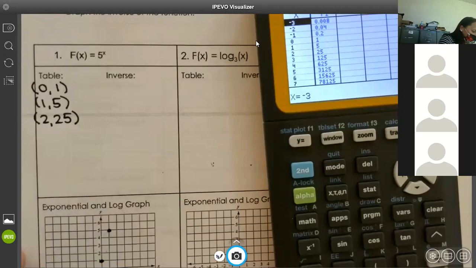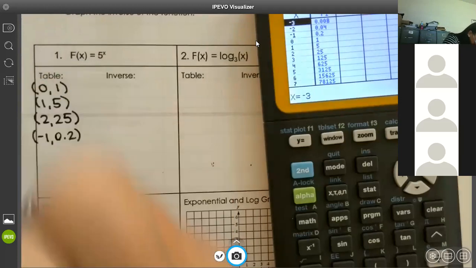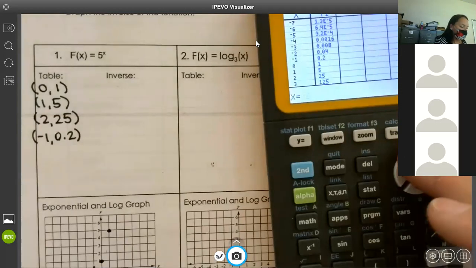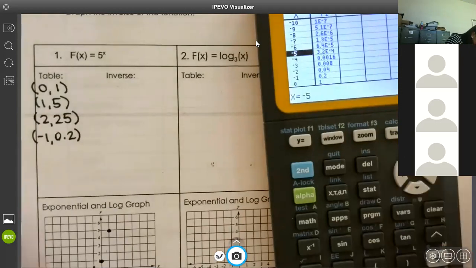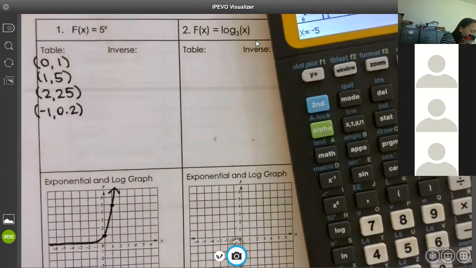I'm not going to get on there. I have negative 1 and 0.2. Negative 1, 0.2 would be right here. Where does it never touch? 0. So there's my asymptote. So it's going to look like this. All right, so we know how to do that one.